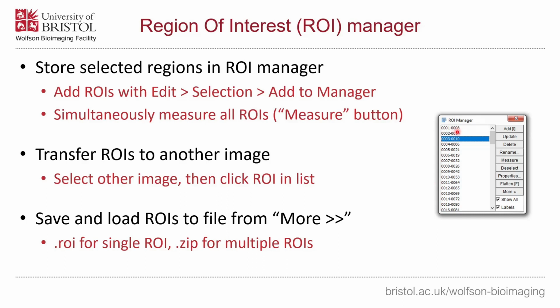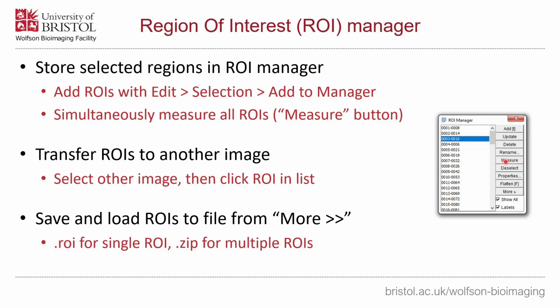You can click these to re-enable them on the image, or you can transfer the regions to another image by opening up or selecting that other image and then hitting the relevant region there, and you'll see that it appears in that image so that you could move it around or take measurements or crop it out, anything like that. You can also use the Show All button here to display all regions that have been selected on the image simultaneously.